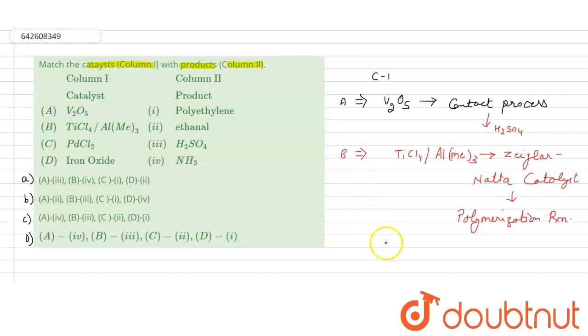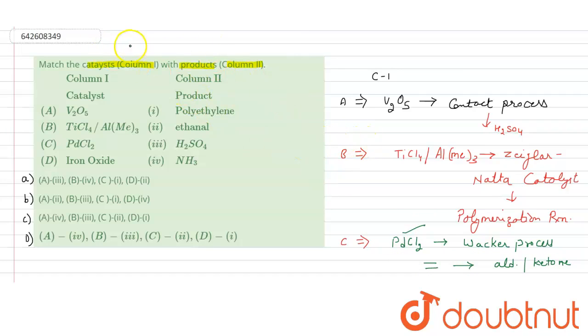In option C, we have given the catalyst PdCl2. This catalyst is used in the Wacker process. The Wacker process is a process in which alkene is converted into aldehyde or ketone. We use a catalyst like PdCl2.